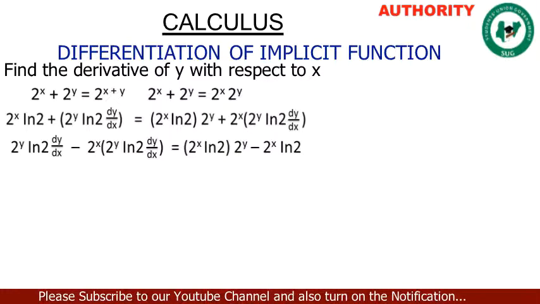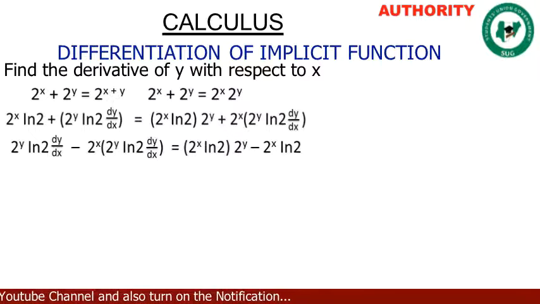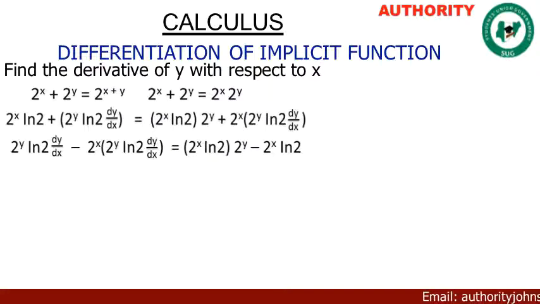Now in the right hand side, let's bring that value having dy all over dx to this side. So we're going to have 2 raised to power y ln 2 dy all over dx minus 2 raised to power x (2 raised to power y ln 2 dy all over dx) is equal to 2 raised to power x ln 2 times 2 raised to power y. Then we take 2 raised to power x ln 2 to the other side to be minus 2 raised to power x ln 2.